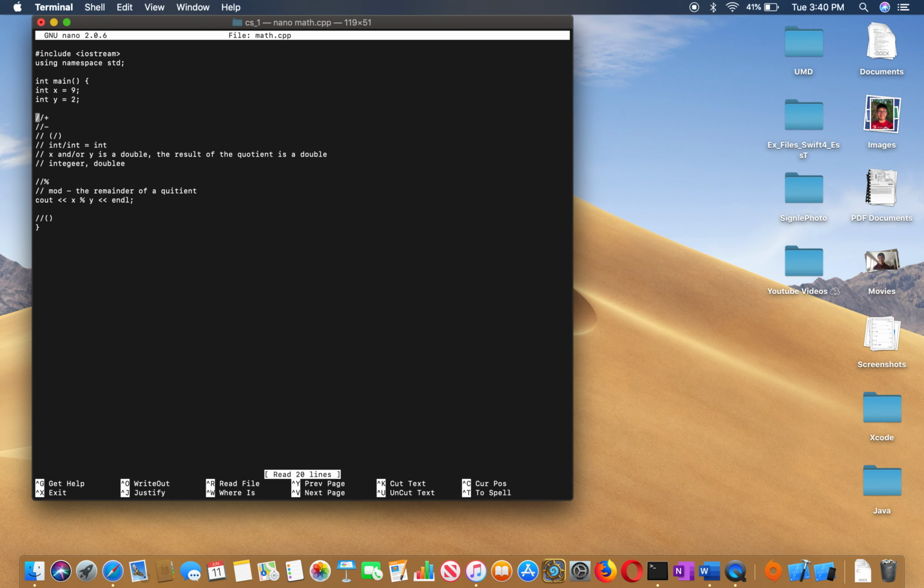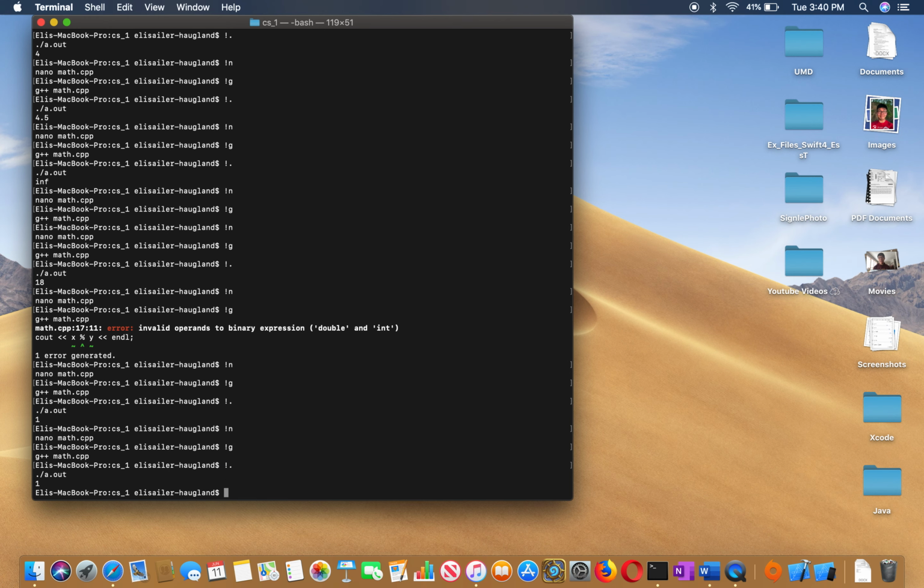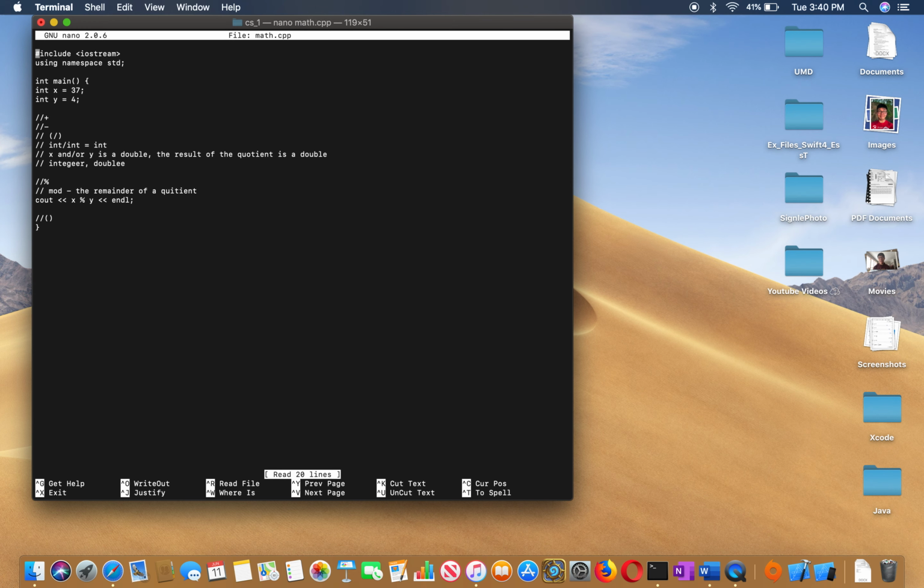What if we change this to... Let's change this to 4 and let's change this to 37. So 37 mod 4. Think about the output. Did you get 1? You should have got 1 because 36 divided by 4 equals 9. So 37 mod 4 is equal to 1.